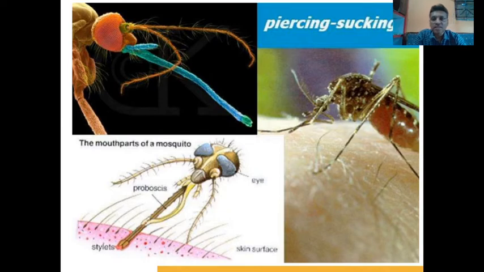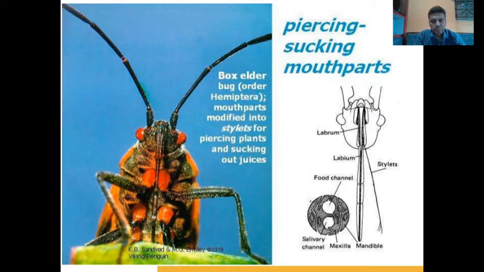These are the structures of the piercing and sucking type of mouth parts. The mouth parts of a mosquito are given here. The long needle pump-like structure is called the proboscis. The tip of the proboscis is called the stylets. These are the piercing and sucking type of mouth parts: labrum, labium, stylets and proboscis.